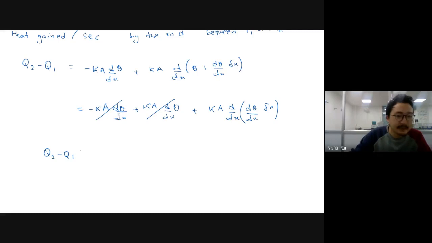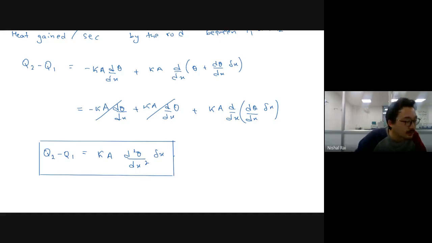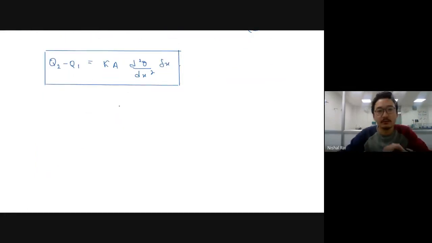So the amount of heat gained will be how much? Ka. Now taking a derivative of this, you will get what? Del square theta by del x square into delta x. So here you will get a second order differential equation. But on your left hand side, if this quantity is not known, now what we have to do is again make this into a differential equation. On the right hand side you have a second order term, and on your left hand side you don't know what this is. So that's what we have to do.